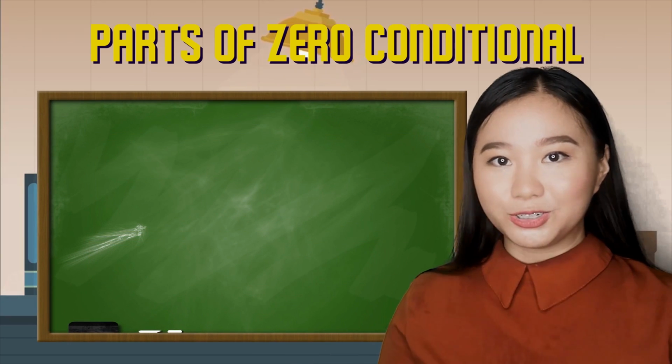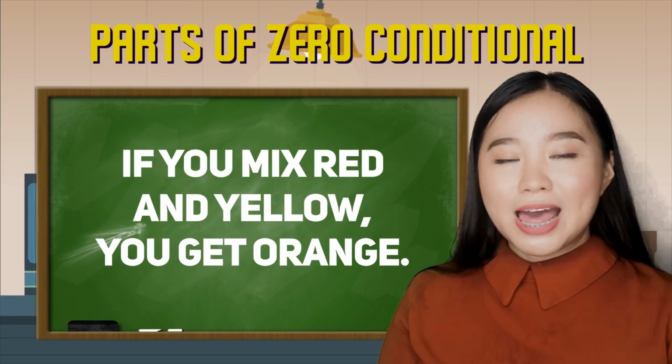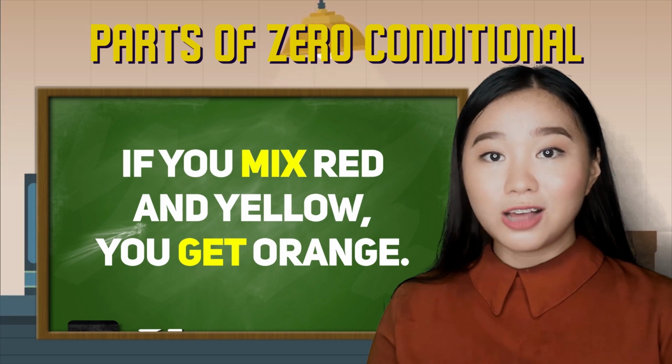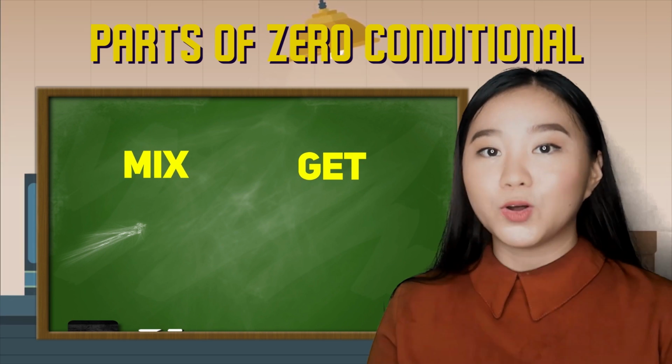In zero conditional, it is very important to know that both verbs in both clauses should be in present simple tense. As in all conditional statements, the order of the clauses is not always fixed. You may have to rearrange the pronouns and adjust the punctuation marks in order to change positions. But don't worry, the meaning is identical. Just like what I said, in zero conditional, you can replace if with when, and the meaning will not change.